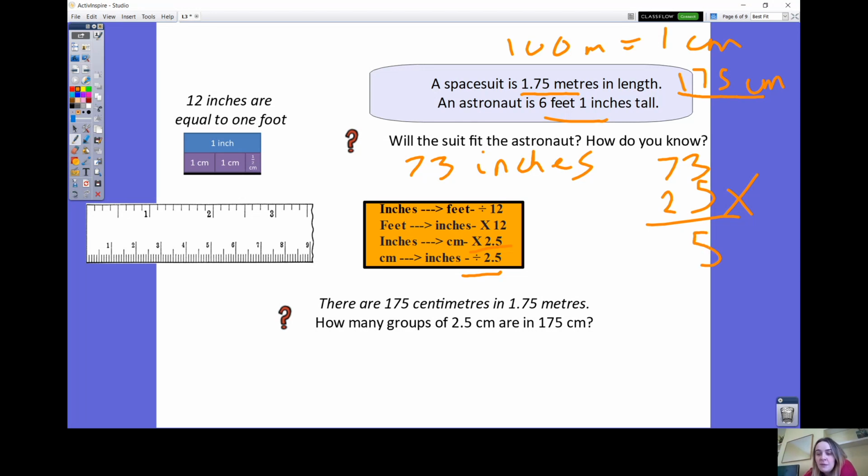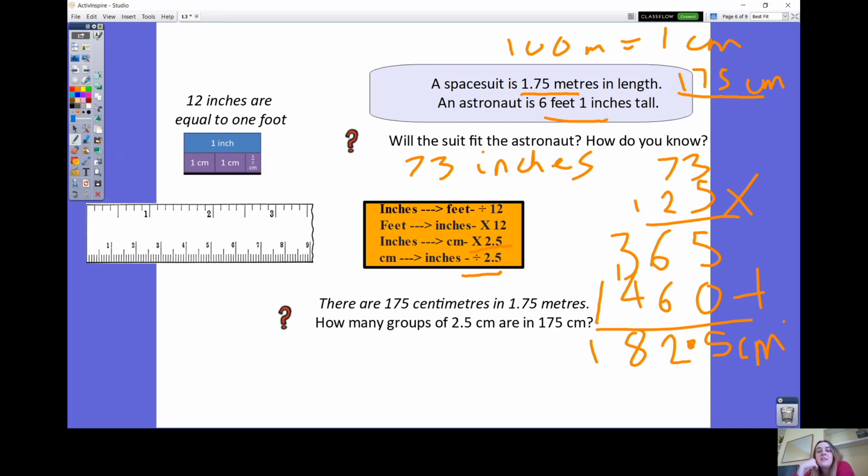5 multiplied by 3 is equal to 15. 5 carry 1. 7 multiplied by 5 is equal to 35. Add a 1 is 36. Remembering to add a 0 here. 2 multiplied by 3 is equal to 6. 2 by 7 is 14. Add them together. 5, 2, 1. 4 plus 3 plus 1 is equal to 8, and 1 here. So it's 182.5 centimetres. So the astronaut is 182.5 centimetres, whereas the spacesuit is only 175 centimetres.